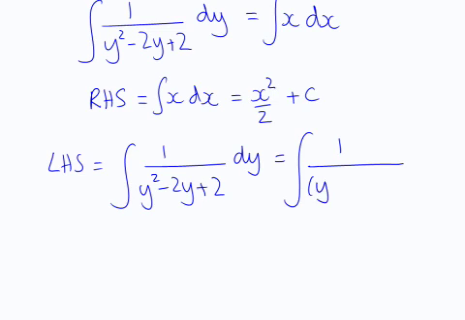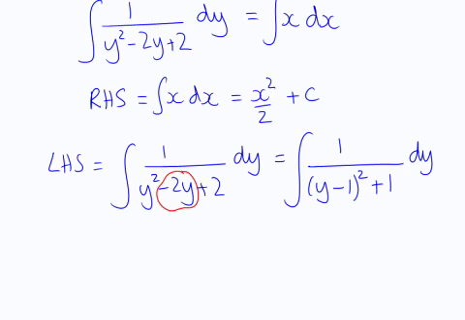What I do to complete the square is I look at the coefficient of the y term, which in my case is minus 2, so I divide by 2 and I get a minus 1. And if I square that bracket out, I get y squared minus 2y plus 1. So in order to get a plus 2, I need to add another 1. And you can check that's right if you want to by multiplying it out.